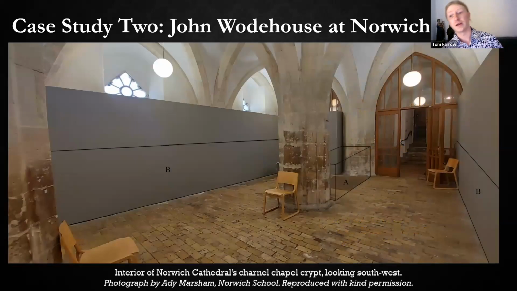But what did this look like? Well, we've seen the outside of the chapel, now we're inside the crypt. Photograph very kindly supplied by A.D. Marsham of Norwich School. The crypt itself is currently the Crypt Gallery. It's an art gallery, hence these grey boards on the sides. So if you imagine these spaces marked B as containing stacked charnel, perhaps all the way along the walls, because we know that there was a lot of charnel here.